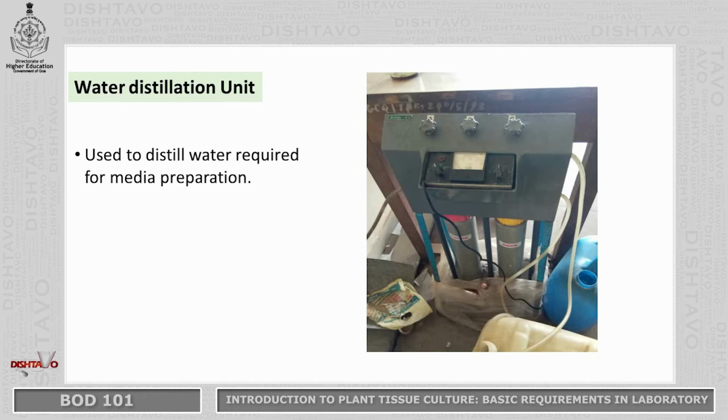Next we have the water distillation unit. This unit is used to give us distilled water which is required for media preparation. As you all can see, there are two outlets for this unit. One outlet is directly connected to the tap water, and one outlet is kept in the storage vessel in which the condensed water is collected, and then this water is stored in the media preparation room. This distilled water is used for media preparation and even used to wash glasswares.